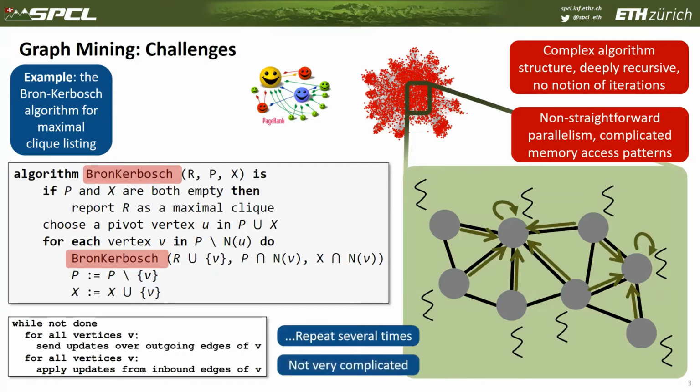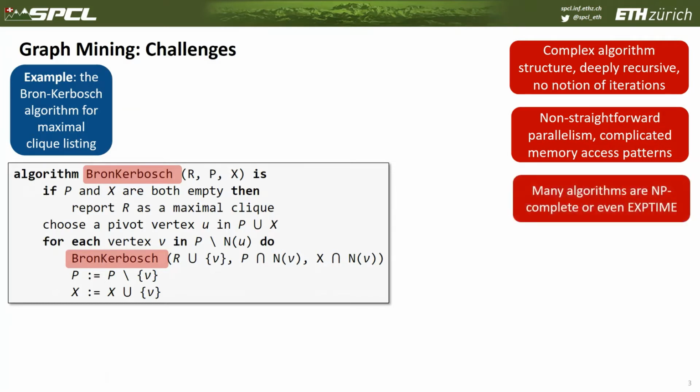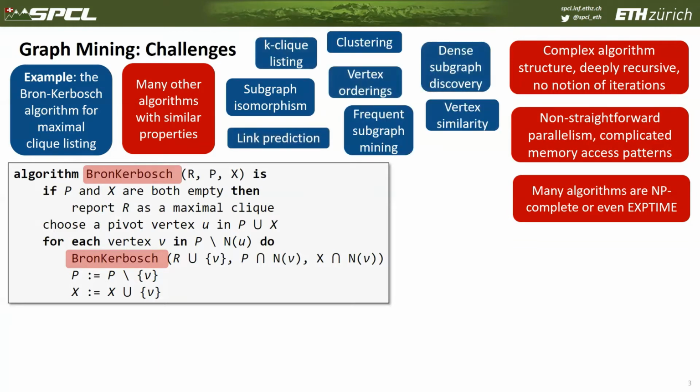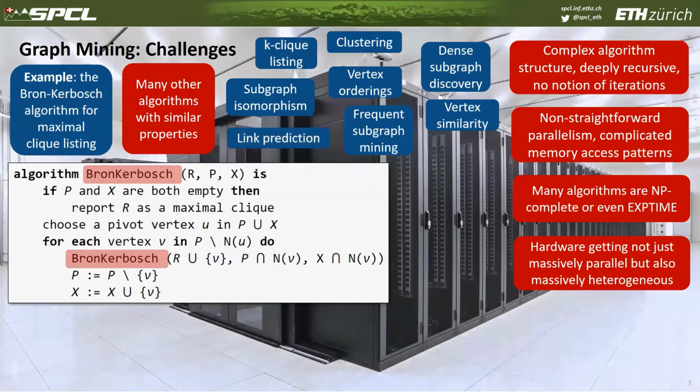Right, so this is not very complicated, and the point is that this is not what we have in graph mining. It's much more complex than that. Many of these algorithms are computationally hard, and also we have not just clique enumeration and Bron-Kerbosch, but many other problems and schemes for solving these problems that come with similar challenges. Finally, our hardware is getting more complicated, not only in terms of being massively parallel, but also quite heterogeneous.